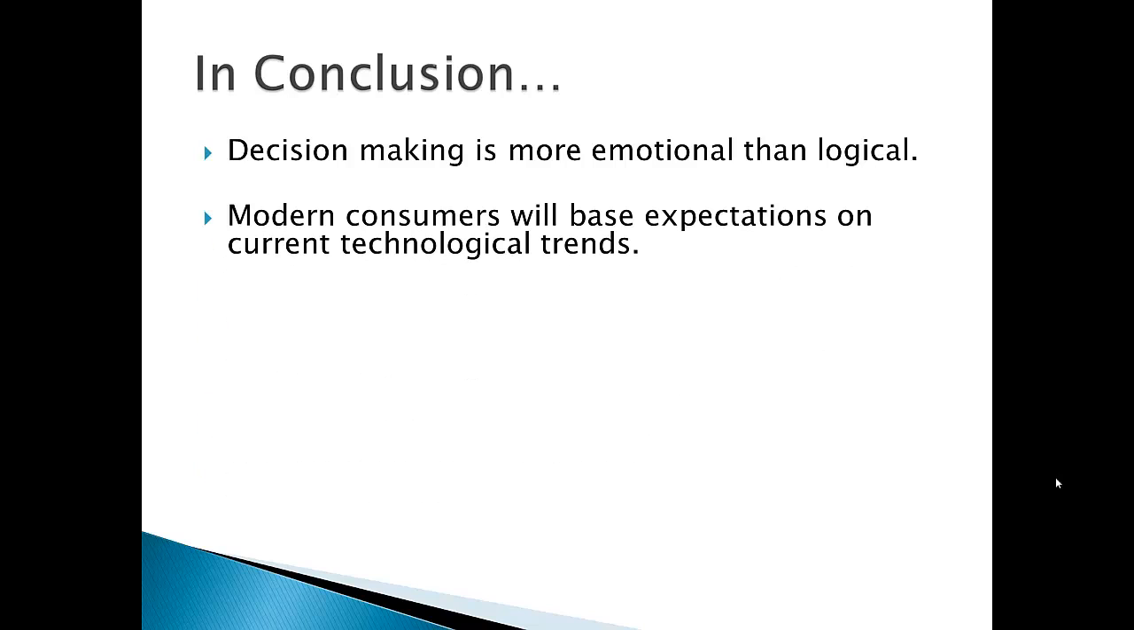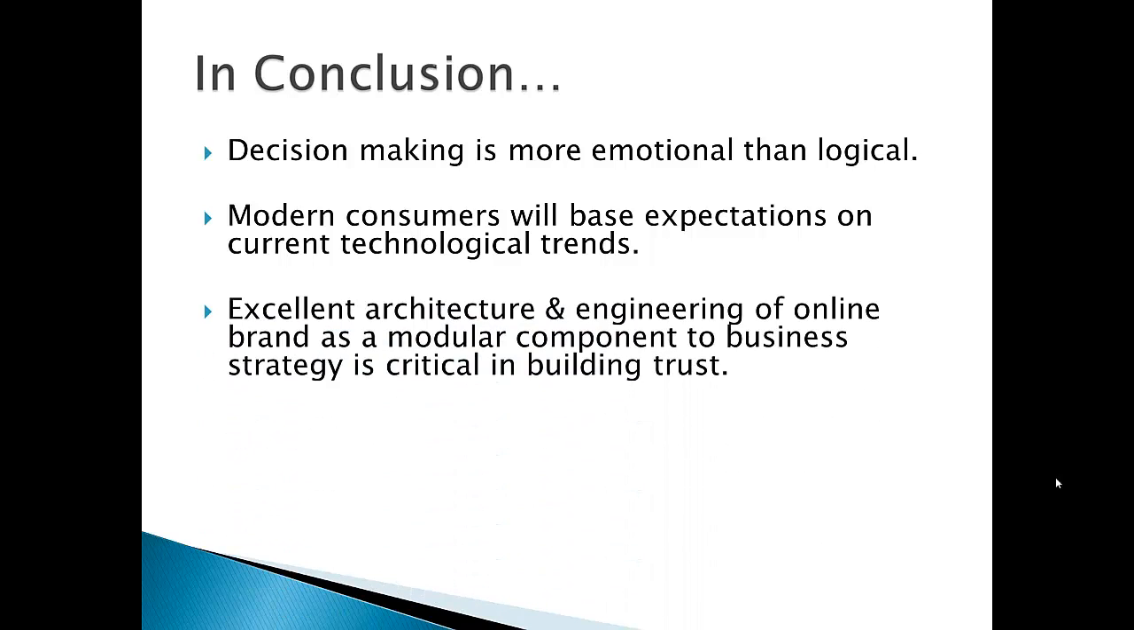Modern consumers will base their expectations on current technology trends. Modern consumers are used to utilizing stuff like Facebook, Twitter, and other social media outlets. A really good thing to do would be to go on a website such as Amazon with your phone and see how the fluidity is. They utilize what's called a frictionless design. There's a psychology behind every single click that takes place while on a website. Excellent architecture and engineering of online brand as a modular component to business strategy is critical in building trust.